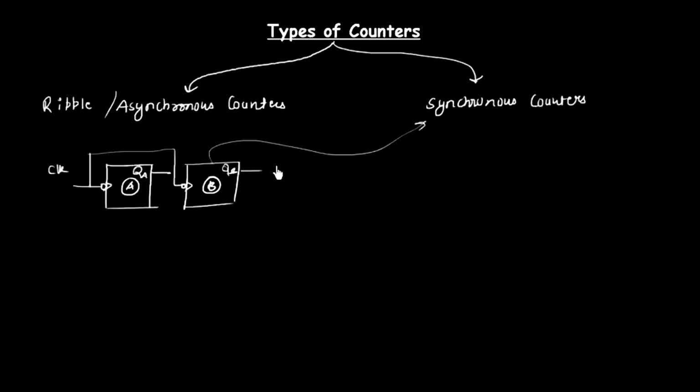So it is a very simple thing to remember. The only difference is regarding the clock. The clock is not given simultaneously in case of asynchronous, whereas the clock is given simultaneously in case of synchronous. Now we will do a quick comparison between the synchronous and asynchronous counters so that you may write a proper answer in your exams. So let's do it.